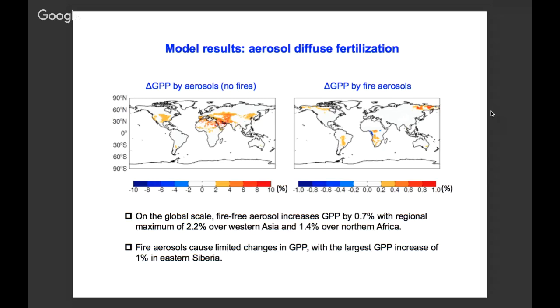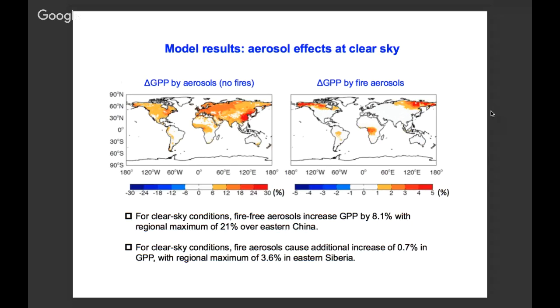However, if we remove the cloud effect, we found that aerosol has a very large impact on photosynthesis. For clear sky conditions, non-fire aerosol will increase GPP by 0.8%, with a regional maximum of 20% in China. And fire aerosol will increase GPP by 0.7% on the global scale.